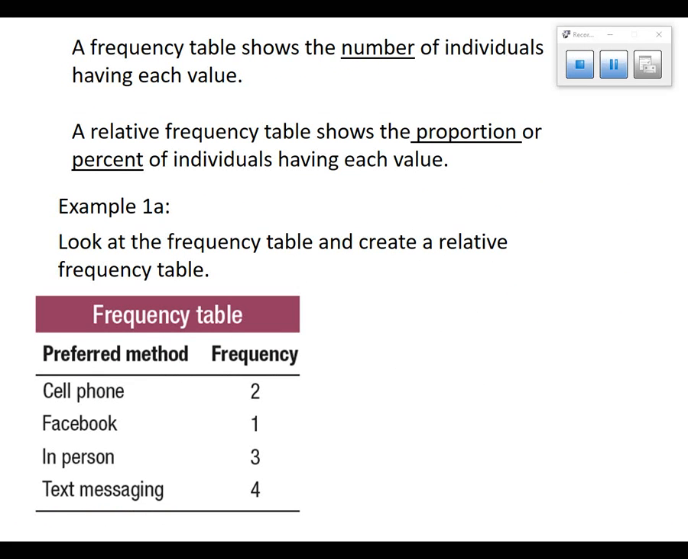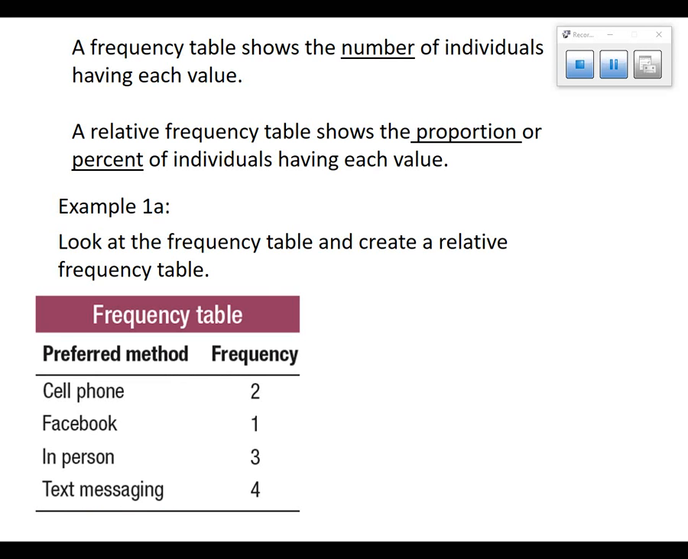A frequency table shows the number of individuals having each of those values. And then a relative frequency table shows the proportion or the percent of individuals having each value. So when I say the word relative, what should come to mind is percent. So you might write yourself a note: relative means percent.